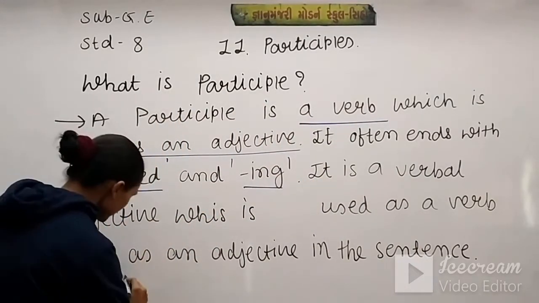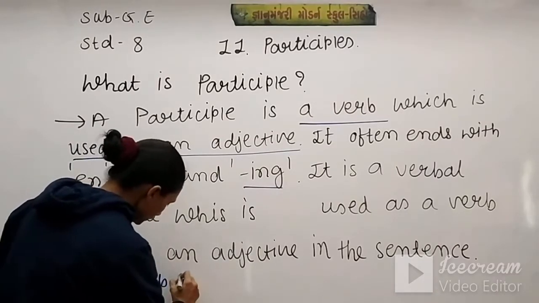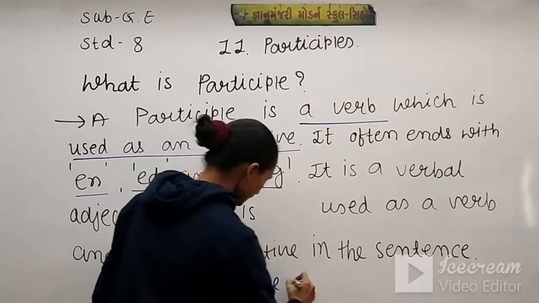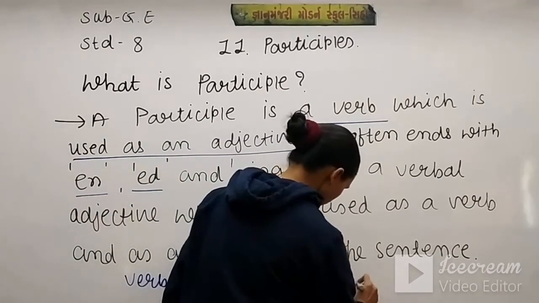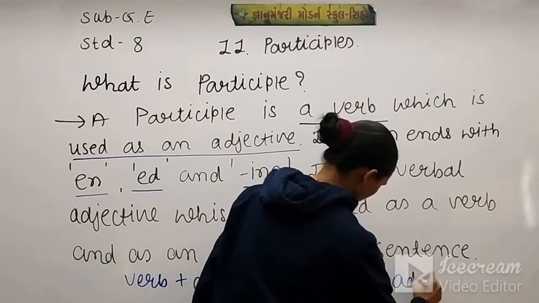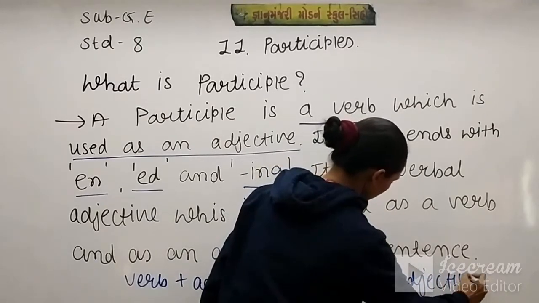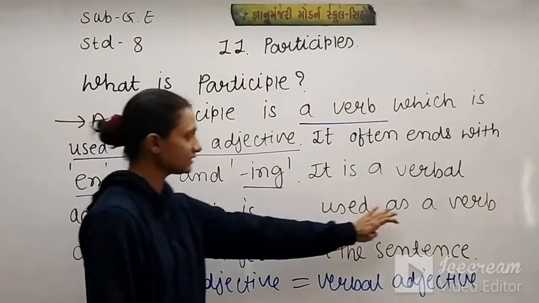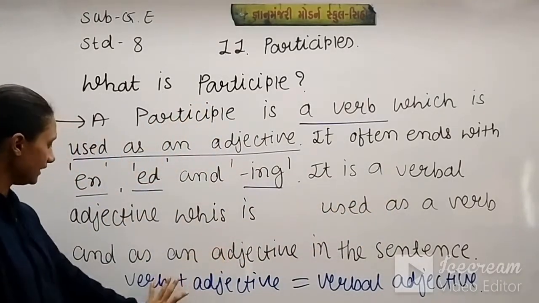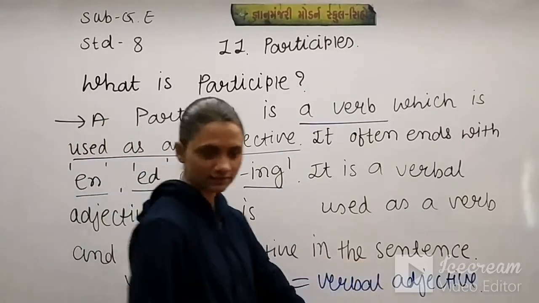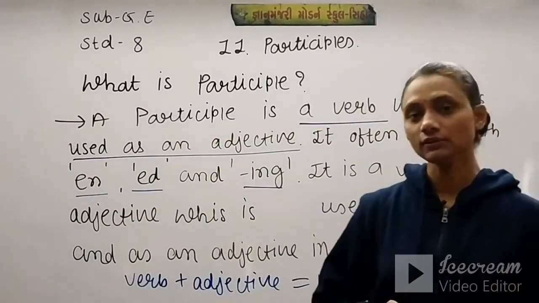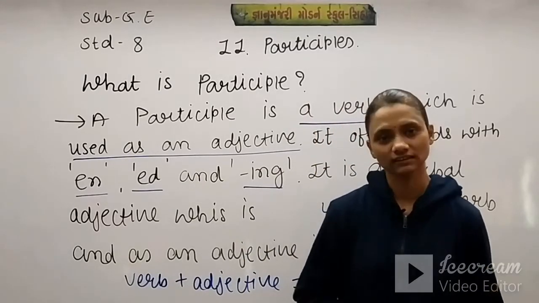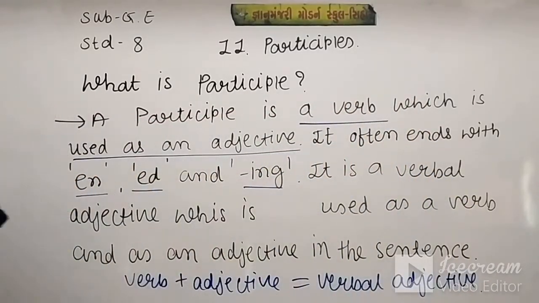Though, see, verbal adjective means verb plus adjective is equal to verbal adjective. So, it is a verbal adjective which is used as a verb and as an adjective in the sentence. That participle can be used as a verb in the sentence and as an adjective in the sentence too. Let me give you an example.